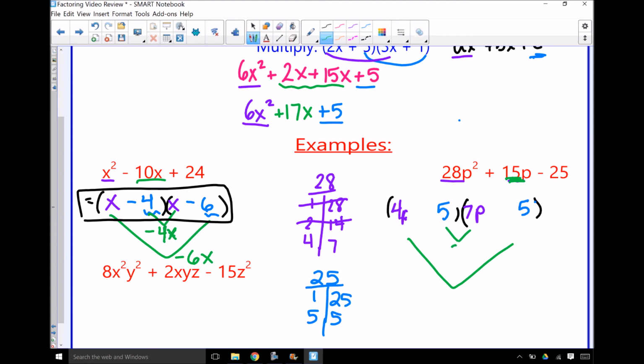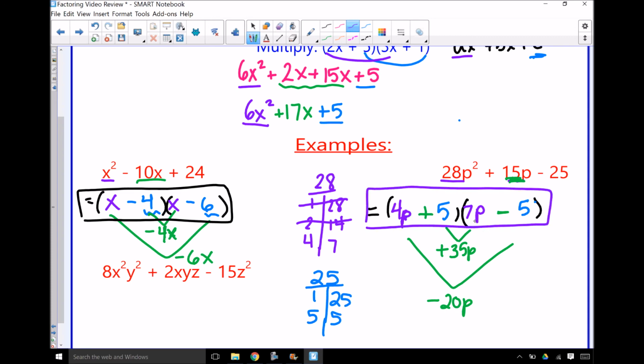So 5 times 7p gives me 35p, and then 4p times 5 gives me 20p, and I can get a 15p if the 20 is negative and the 15 is positive, which will work for me, which means that since this 35 is positive, this 5 must be positive, and since this 20 is negative, this 5 over here must be negative. Again, don't forget your equal sign. I keep forgetting it. So this is going to be your final answer right here.